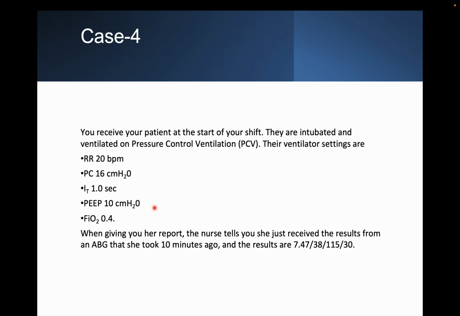So when you ask for ABG, there is a pH of 7.47. PCO2 is 38, PO2 is 115, and bicarb is 30. So there is definitely alkalosis, both metabolic alkalosis and respiratory alkalosis are there. So what do you do in these patients?